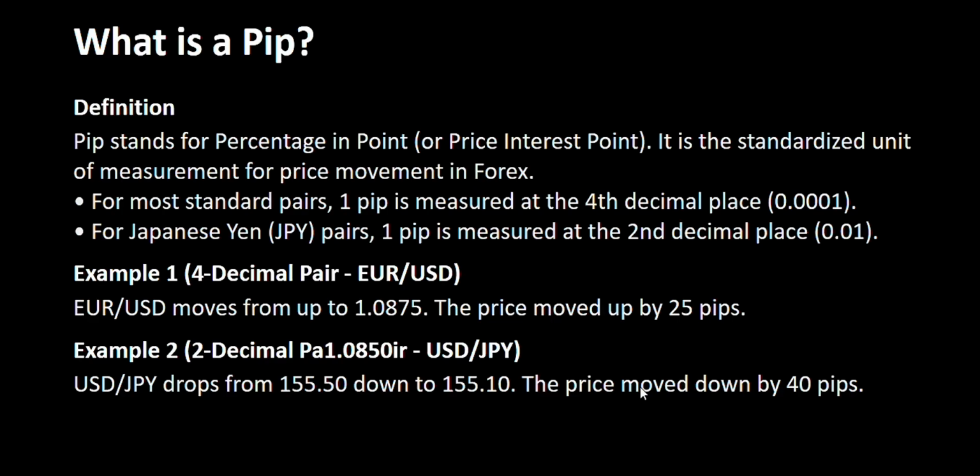For example, a 2 decimal point pair, USD JPY dropped from 155.50 down to 155.10. So this means that the price moved down by 40 pips. So just as I always say, after each class, try to go into the class again, read it and understand what we are talking about.